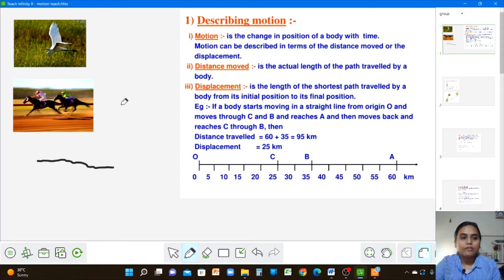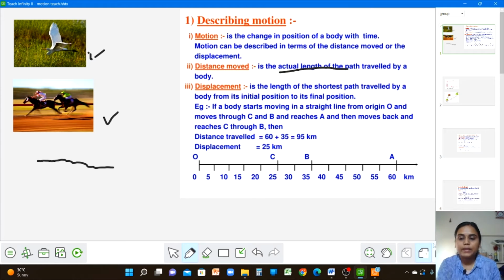And while it is traveling a certain distance, like you see, the bird is flying here, and when it is flying, it is changing its position from one to another. While these horses are riding, they are also changing their position from one place to another, right? So when they are doing that, they are actually covering a certain distance. So that distance is what? The actual length of the path.